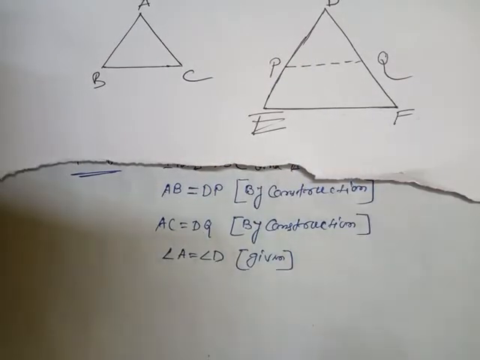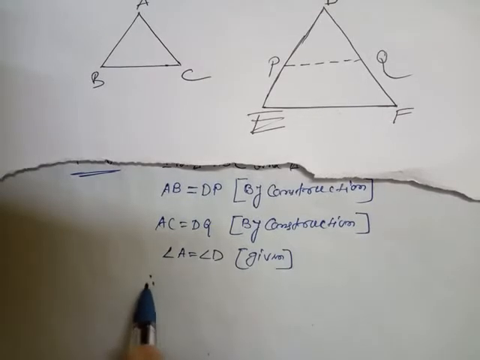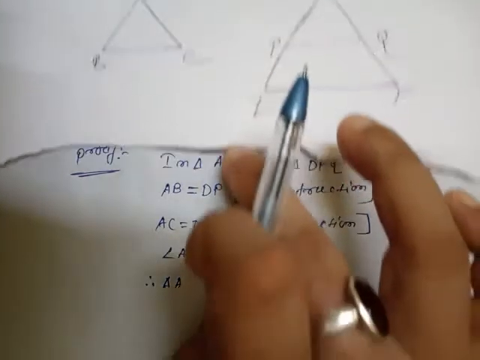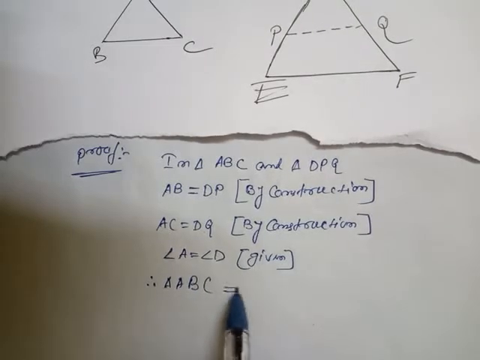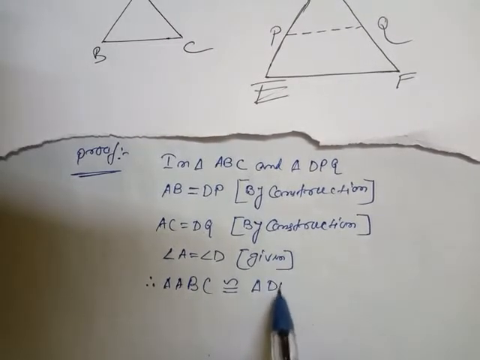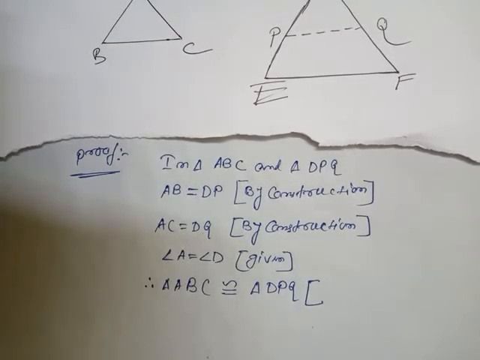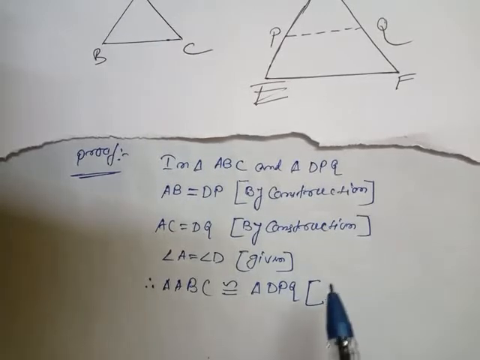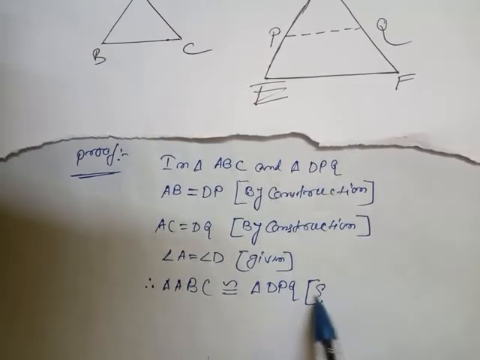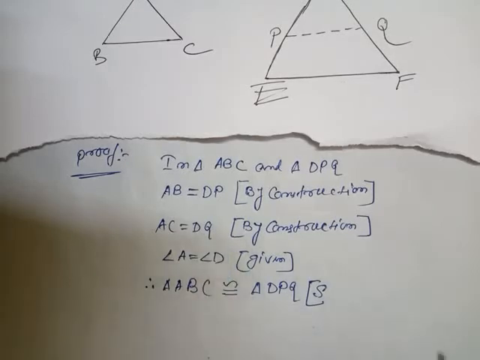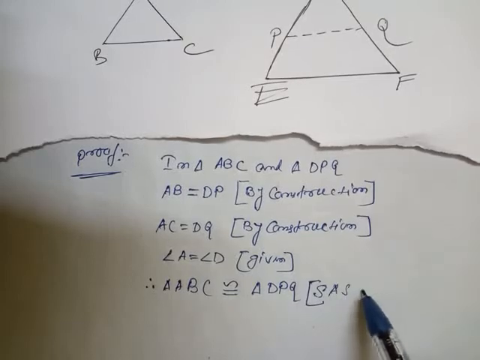So student, look here, you can say that therefore triangle ABC is congruent to triangle DPQ, and this is, look here, two sides one angle. So you can say side angle side, two sides and one angle, by the side angle side criteria.